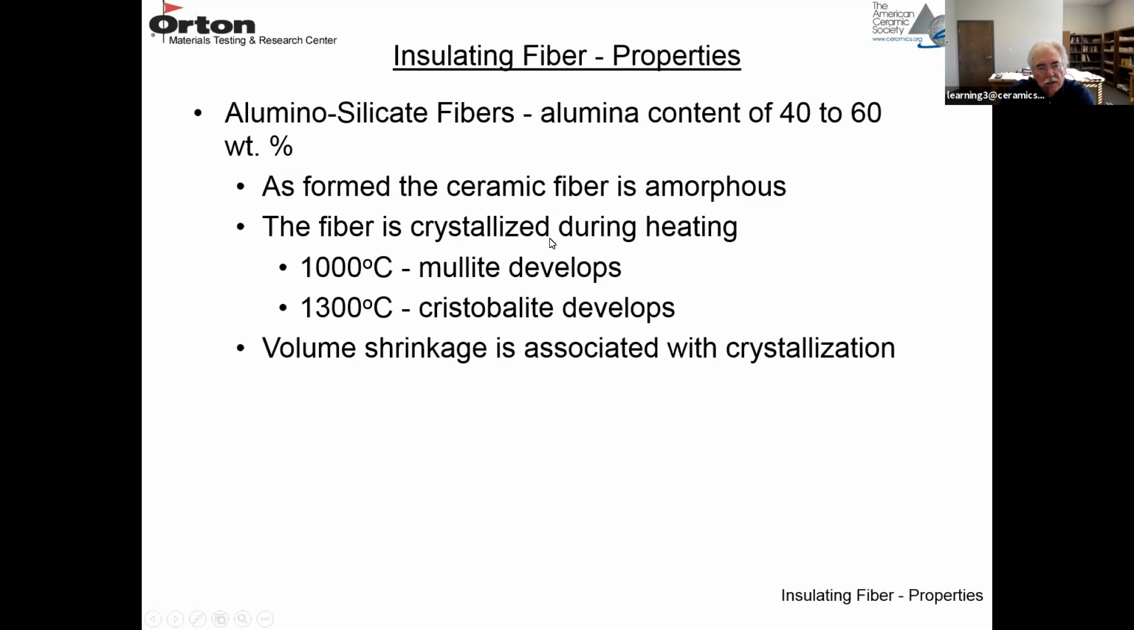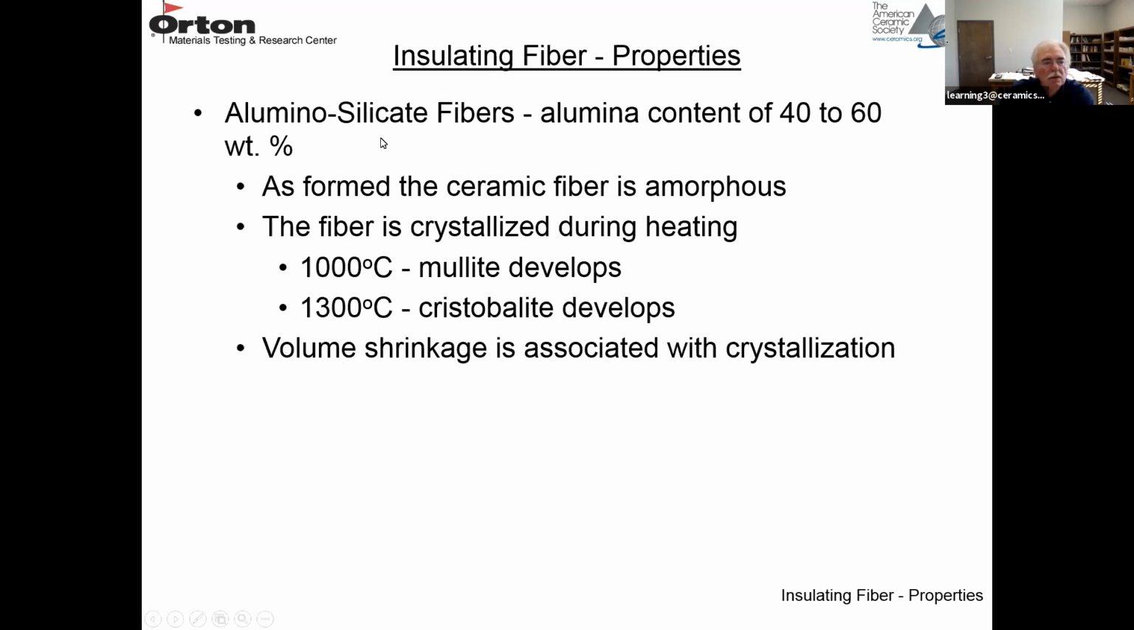And then when you heat it up during use, you're going to crystallize it. In this particular composition, you're going to form mullite when you start reaching temperatures around 1,000 degrees C. And then when you hit 1,300 degrees C, you're going to start forming cristobalite. So when you start crystallizing these materials, going to a denser crystalline phase compared to the amorphous phase, you're going to have a volume shrinkage.